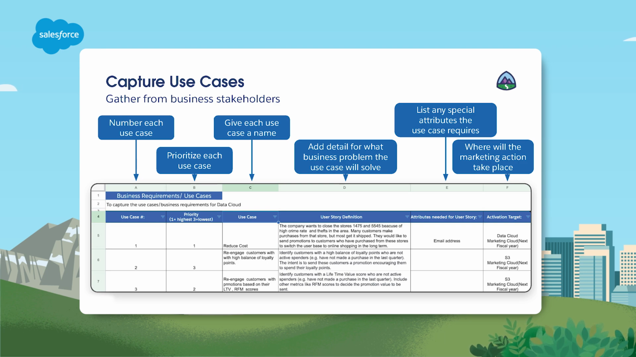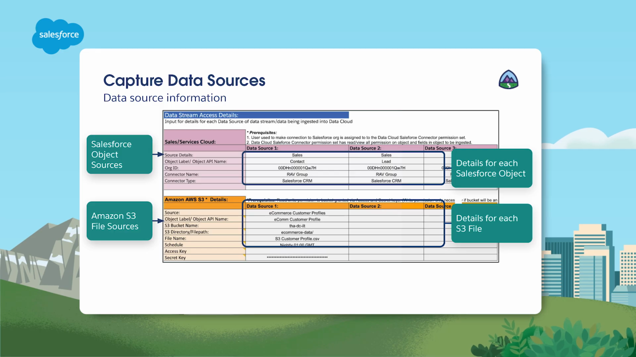Name and number each use case, ranking its priority, detail what business problem it solves, list any required attributes, and note where the marketing action takes place. Next, you want to capture data source information. Document the configuration process and connection specifics for the Data Cloud setup. Record user information, including their roles and access permissions within Data Cloud.